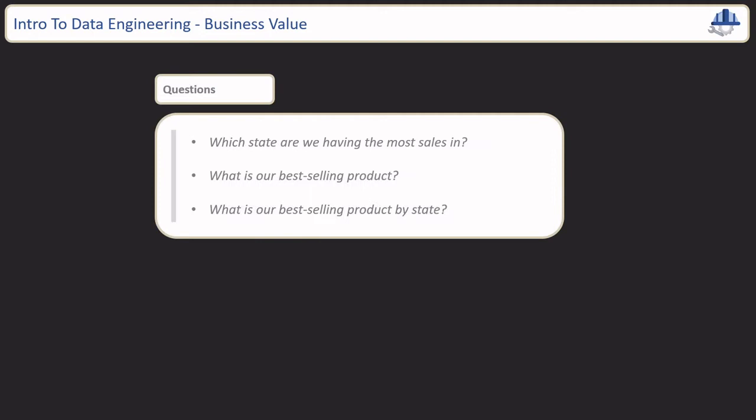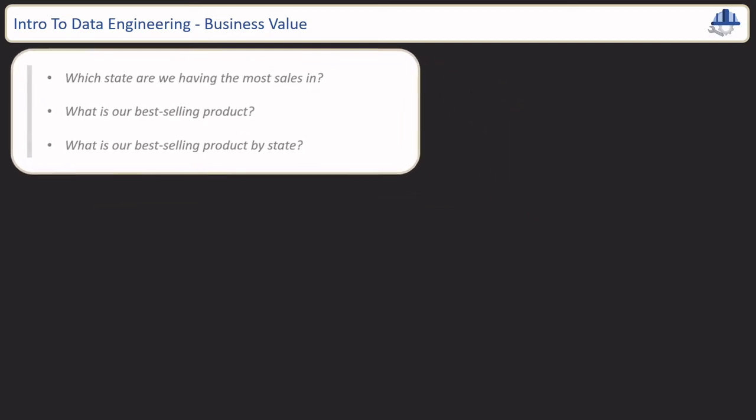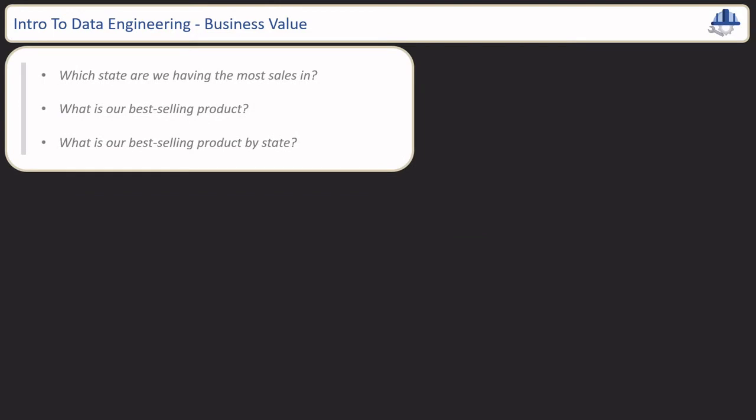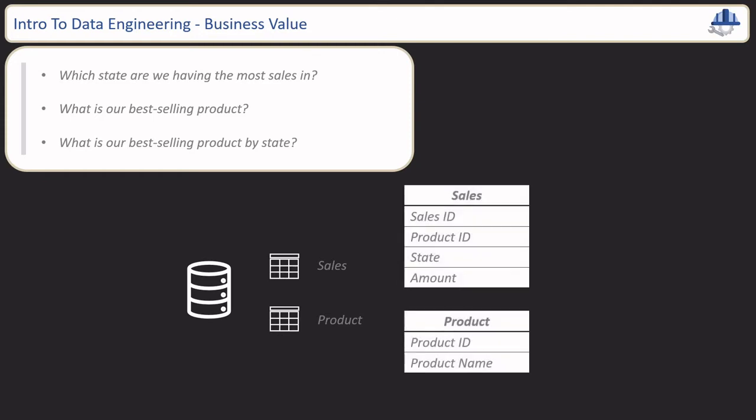As a data engineer, you have been briefed by your manager that the company wants the following questions answered. Which state are we having the most sales in? What is our best selling product? What is our best selling product by state? To answer the following questions, the data engineer is going to have to do some analysis on the data within the company. Luckily, your manager points you in the right direction and gives you access to a database that contains a sales table and a product table.